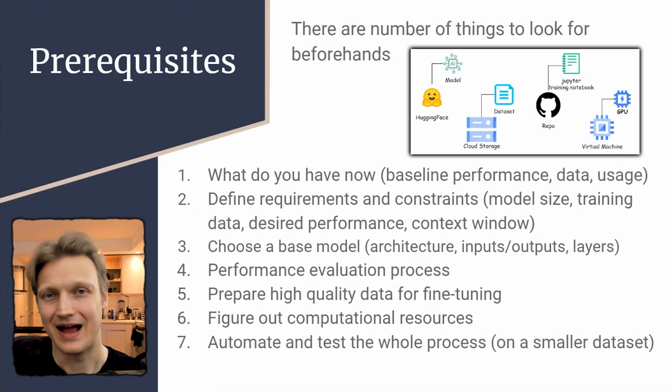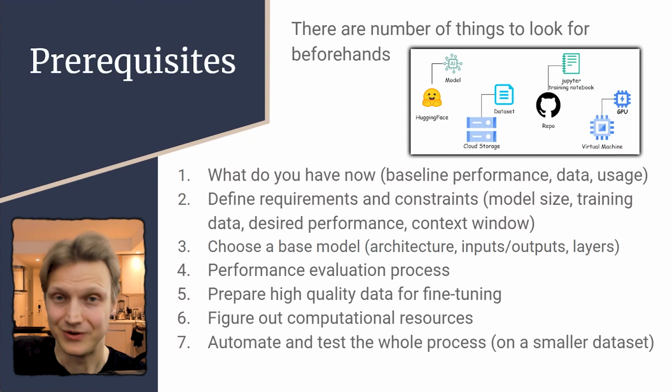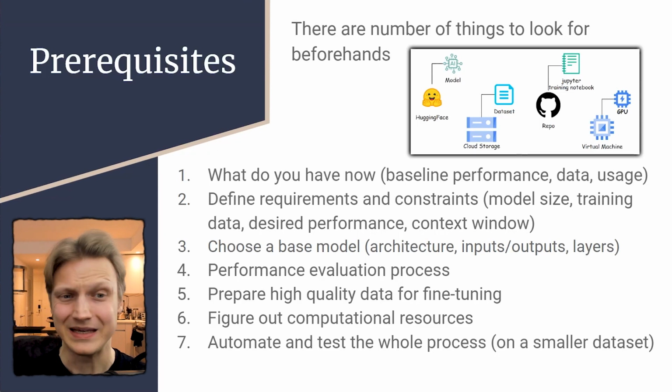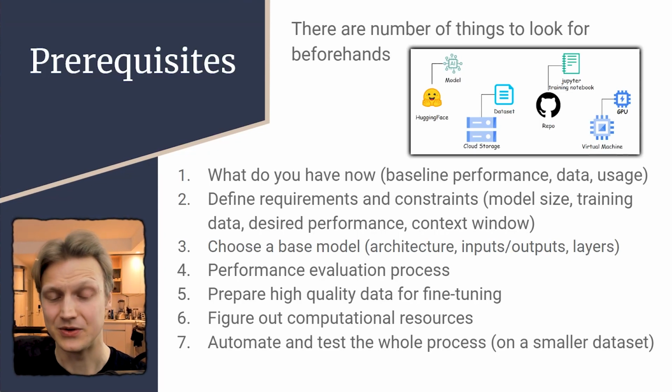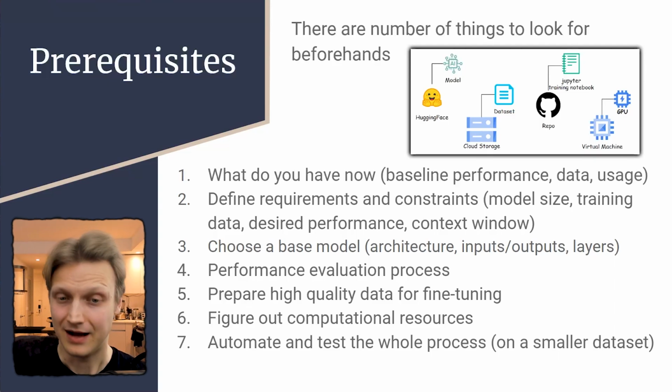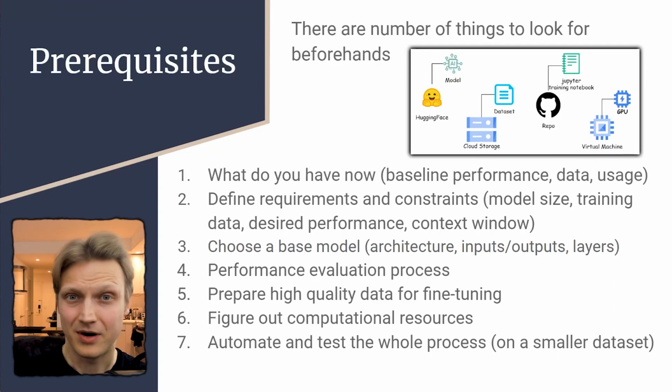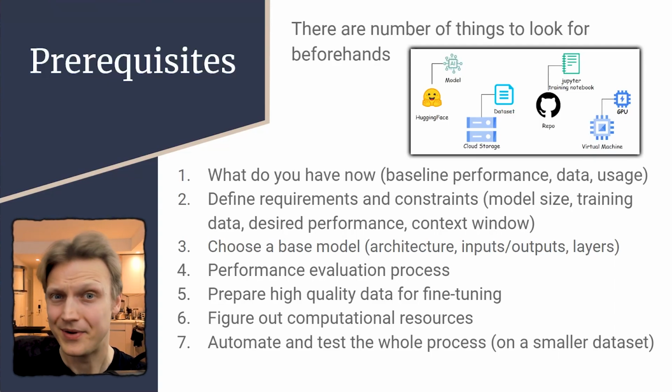The first thing you want to ask yourself is, what do you have as of now? What's the model baseline performance? What data gets through it? How much data gets processed? At what speed? What amount of usage do you have in production? How many users are using your thing? How often? What number of tokens gets processed in a period of time? Do you want to improve any of those things?